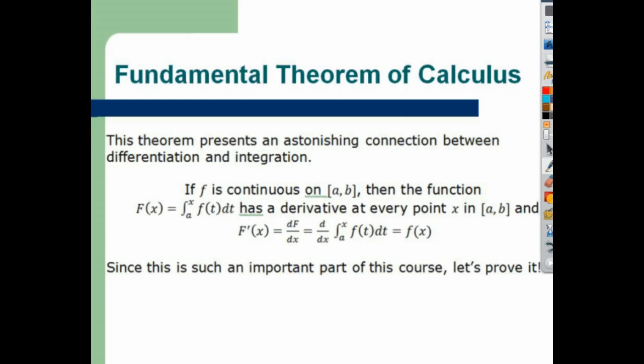So again, today is like the all-encompassing day of let's bring everything together. If f is continuous on the closed interval [a, b], then the function capital F of x, the integral from a to x of f of t dt, has a derivative at every point x in the closed interval [a, b], and F prime of x equals dF/dx, or the derivative of the integral. So this is where the two parts are going to come into play. We're going to rip this apart and look at one part and then the other. There are two parts to this theorem.